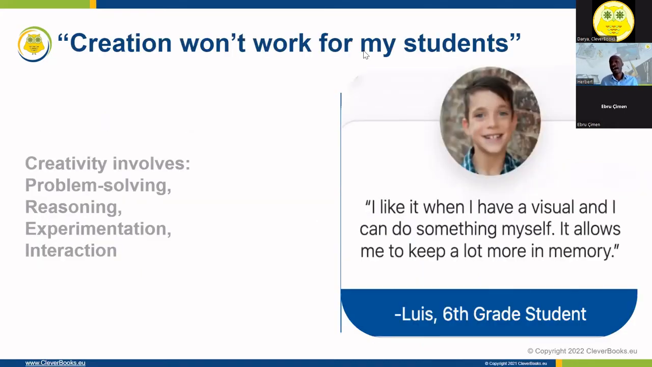So we have a student here saying, I like it when I have a visual and I can do something myself. It allows me to keep a lot in my memory. And the reason why creating something and interacting works so well is because it involves creativity, problem solving, reasoning, experimentation, interacting, manipulating objects, taking them apart, putting them together, breaking down concepts, understanding how they work. That's why it works very well. It's a natural way to learn in the world today, as well as one of the best ways to learn in the classroom. I hope that's making sense so far.